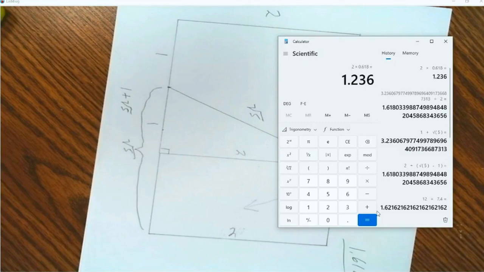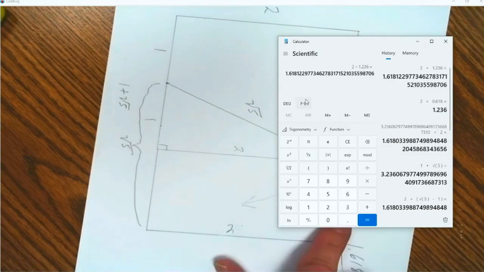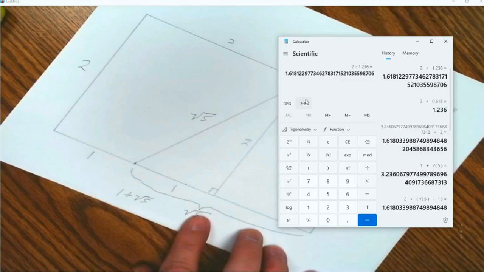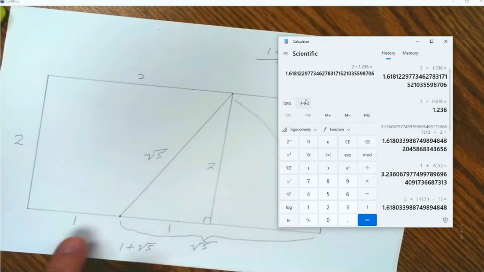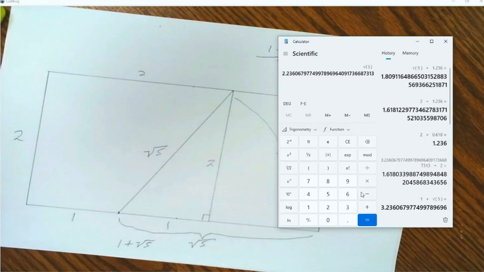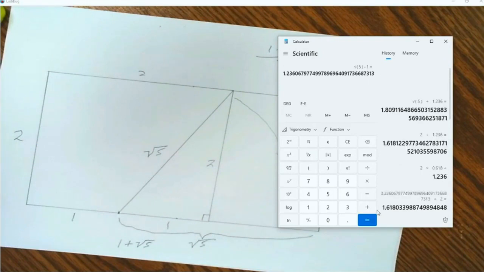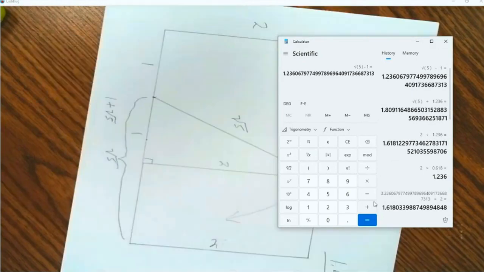So when we divide 2 divided by 1.236, we get that 1.618 again. There's 1.236. And we can confirm that by right here. We know that this length would be the square root of 5 minus 1. So let's look at the square root of 5, square root of 5 minus 1. 1.236. That's exactly what we said it was, 1.236.